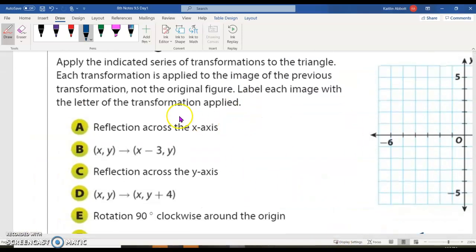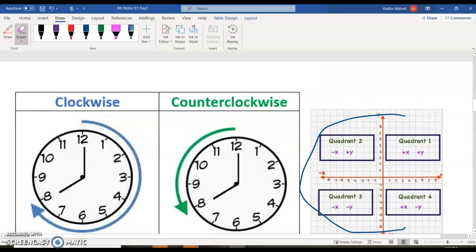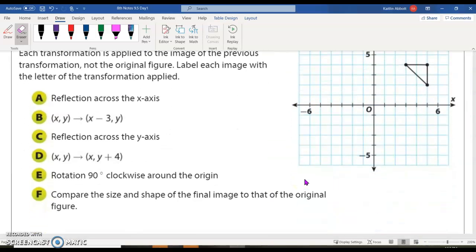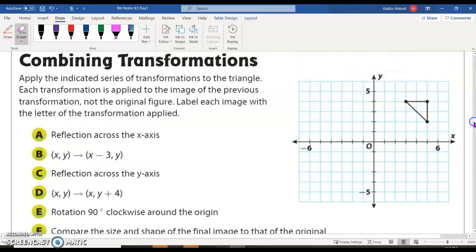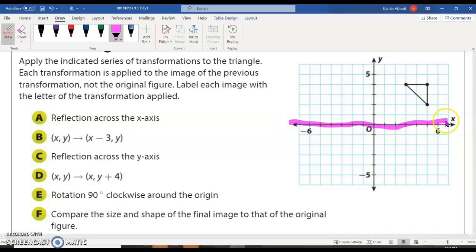All right, so we're going to apply all of these steps to our shape. So let's see, I think I have to zoom out a little bit. Oops. Okay, there we go. All right, it says the first thing we have to do is reflect across the x-axis. Remember, we have to find the x. Is this the x? No, this is the x-axis. So I have to make my shape jump over this x-axis.